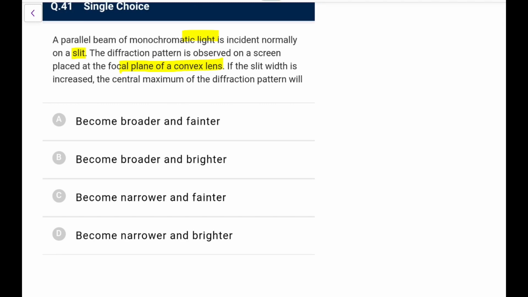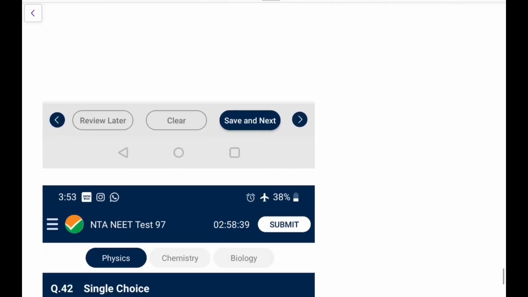If you increase the slit width, the angular width of the central maxima, which is 2 lambda by a, will decrease. So if the slit width is increased, the central maxima will definitely become narrower, and it will be brighter in this particular case, because more light will reach and the intensity will definitely increase. Next one.